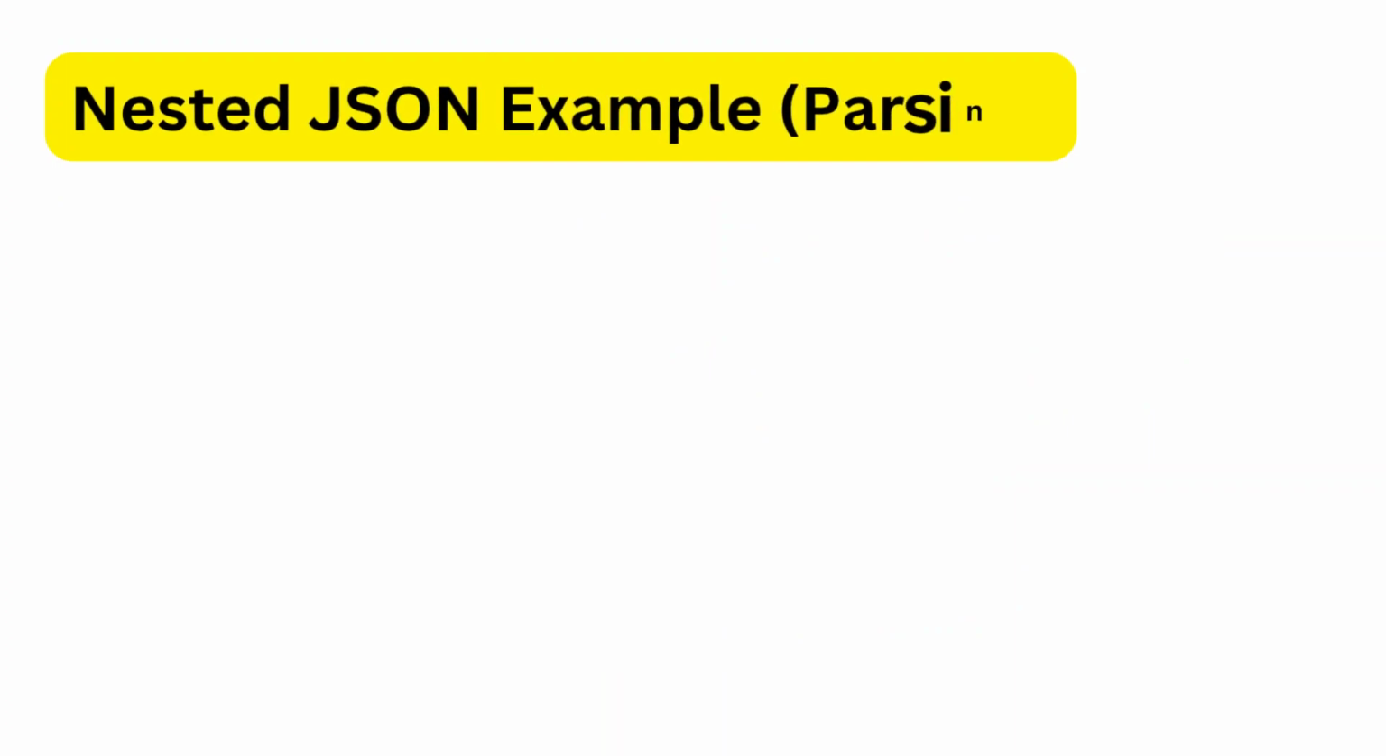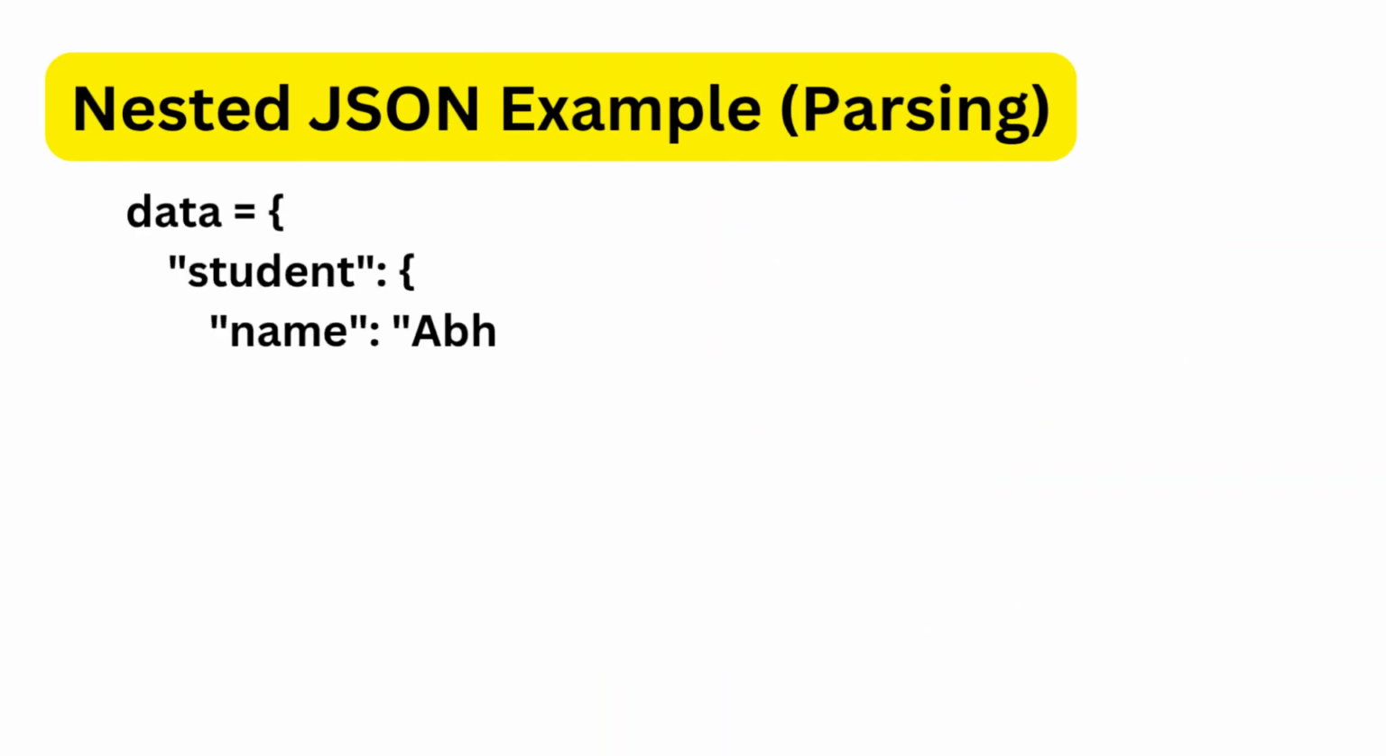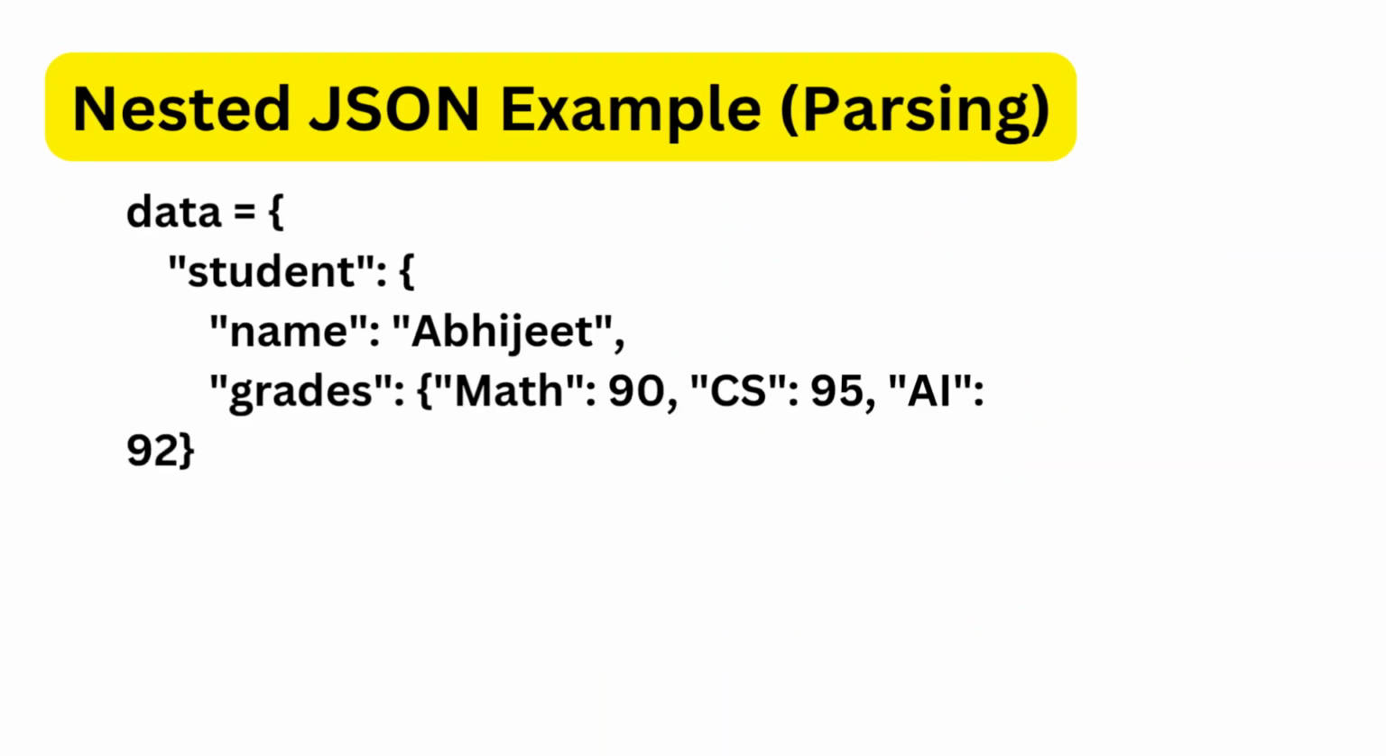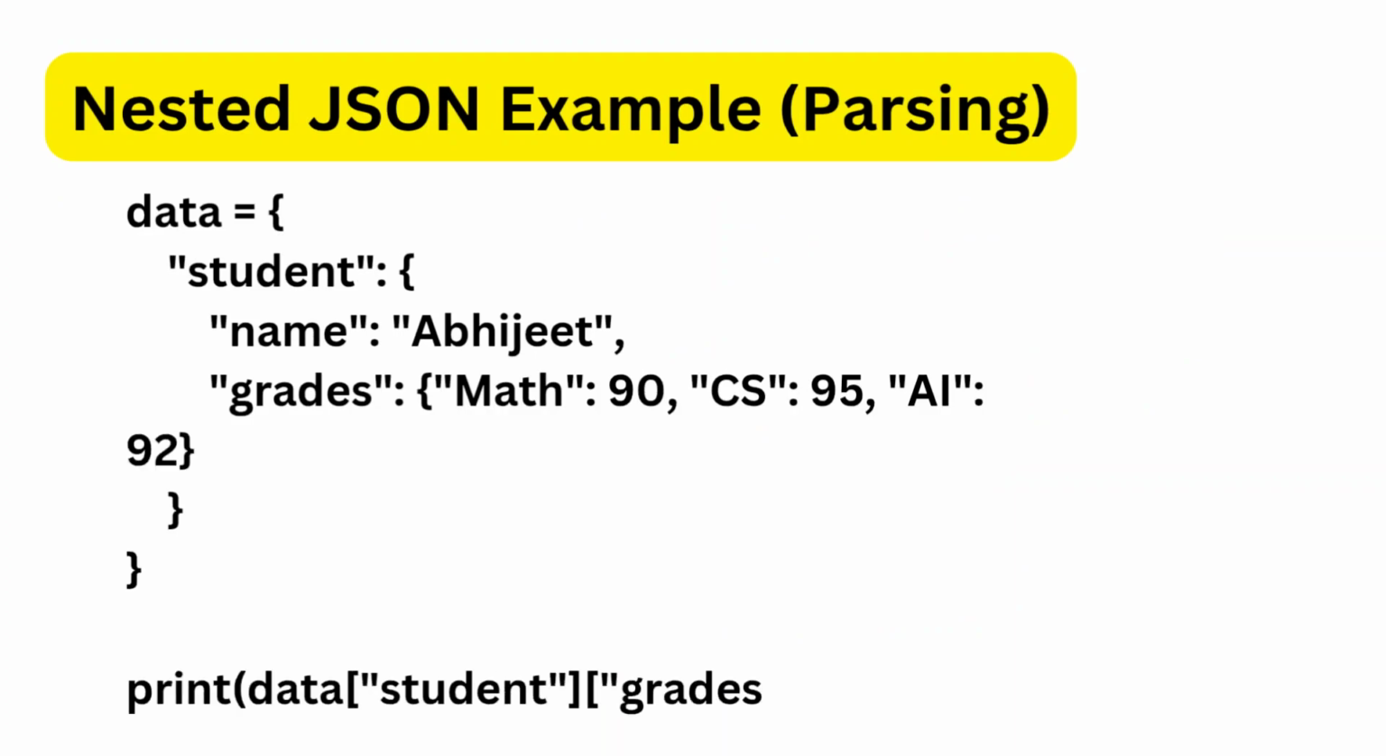Now let's handle something real, like nested JSON data. Let's see. Data, and name, grades, print data student grades AI. So in real world APIs, JSON is often nested. You just keep using keys to access inner values. It's like navigating through folders.